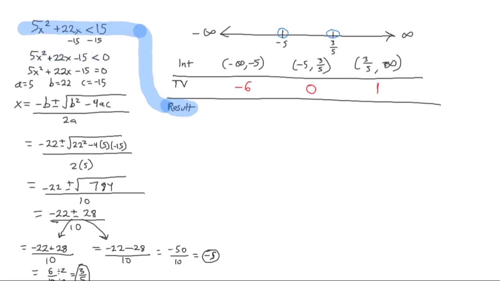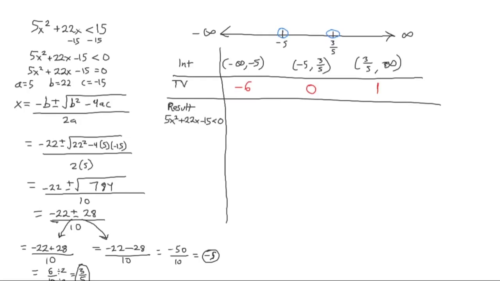Or you know what? Let's pick this one, because we have a 0 on the right side, so this would be a good one actually. So I'll just write that one down here to indicate that this is the one we're using, 5x squared plus 22x minus 15 is less than 0. We'll be able to see our answer very quickly because of the 0 there.